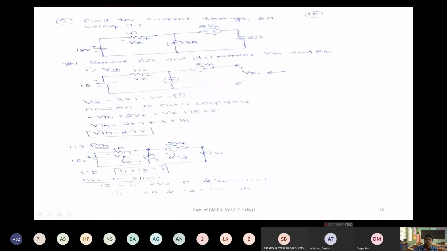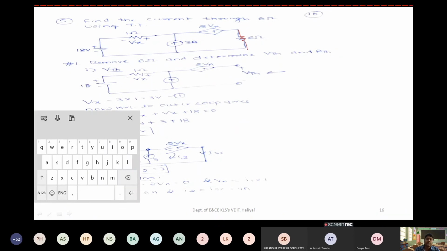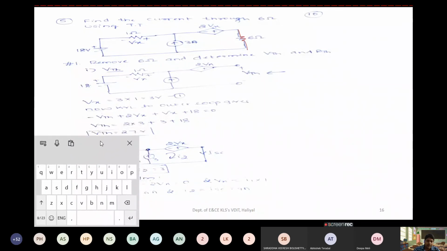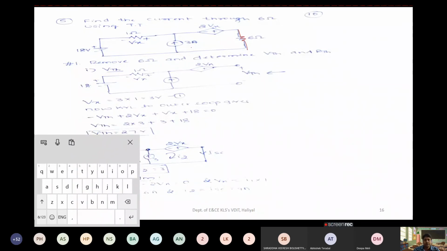Okay. So one last problem which I am going to consider is this one. You have to find the current through the 6 ohm resistor using Thevenin's theorem. Now it is not an equivalent circuit. You have to literally find the current through the 6 ohm resistor using Thevenin's theorem. So if you apply Thevenin's theorem, how to do that? Again, you have the dependent source. First, you have to remove this 6 ohm resistor. So what you get is this.